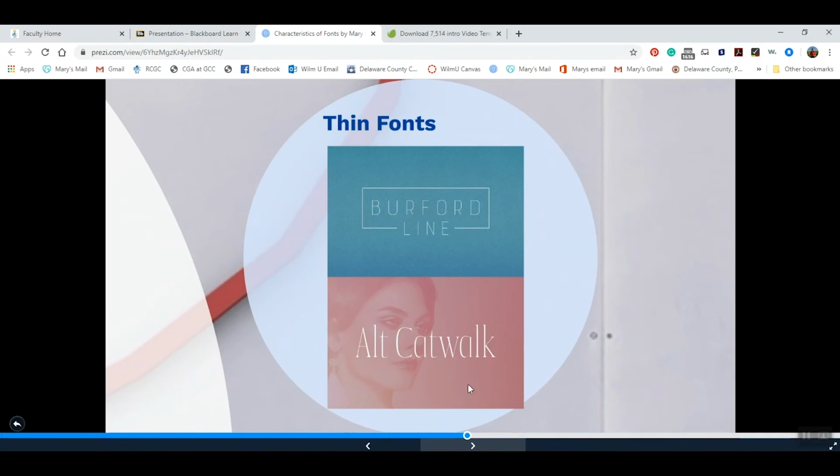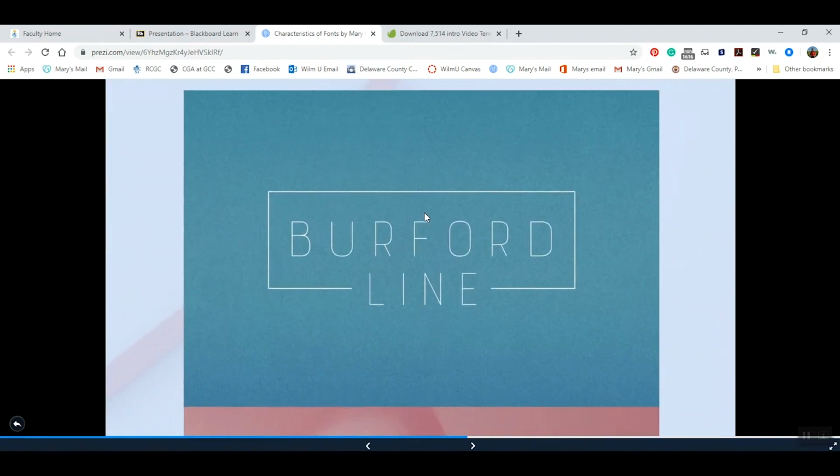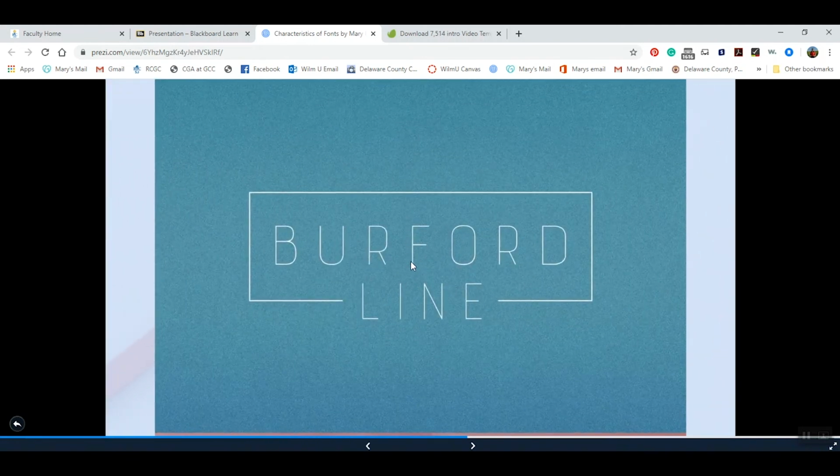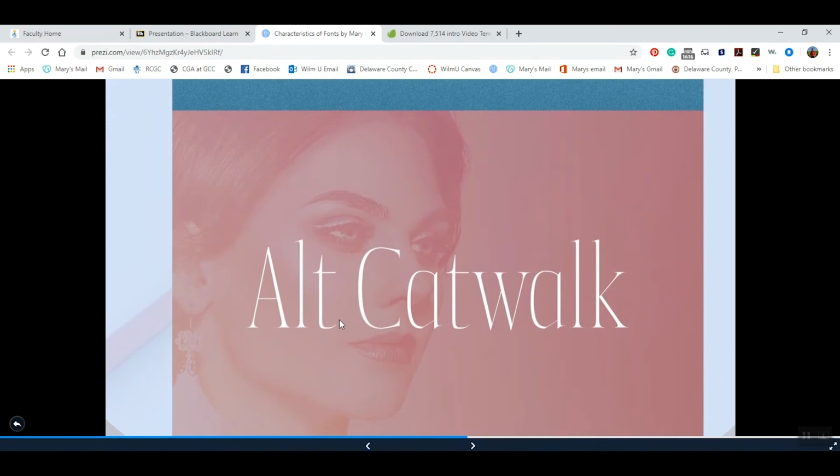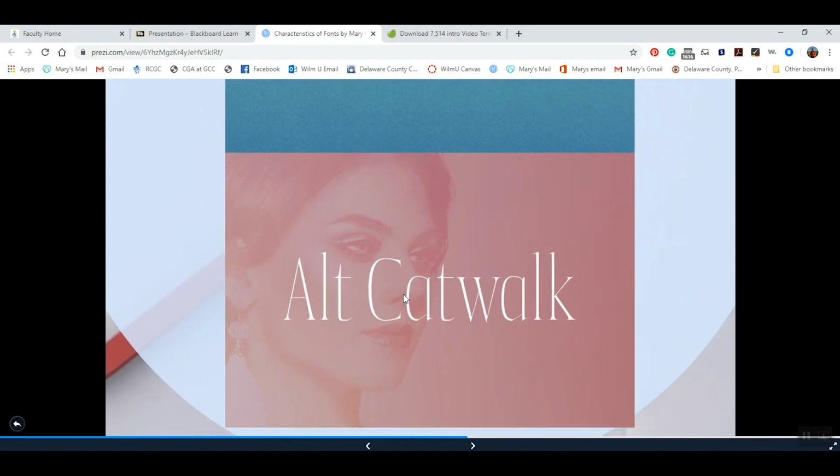So here's an example of a thin font. Now this is a thin sans serif font. It's very, very thin. Just zoom in a little bit more. It's very, very thin. There's no serifs in it, so this would be a thin sans serif face. This one down here has the little swashes at the end, so this would be considered a thin serif typeface.